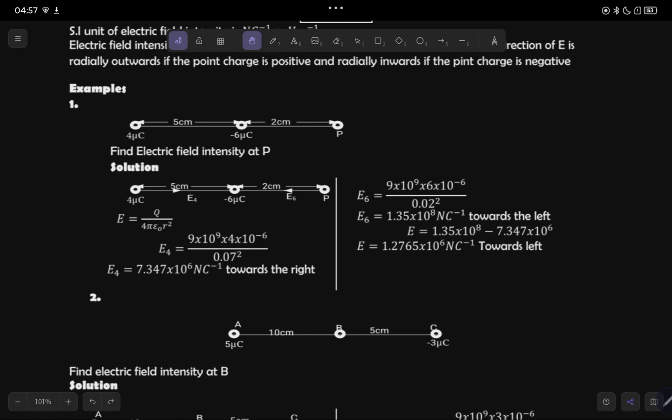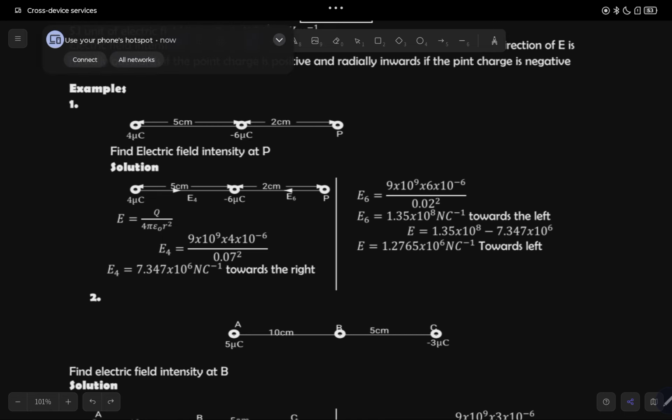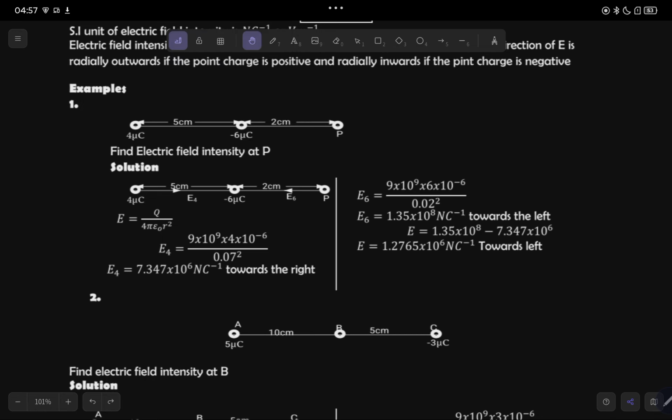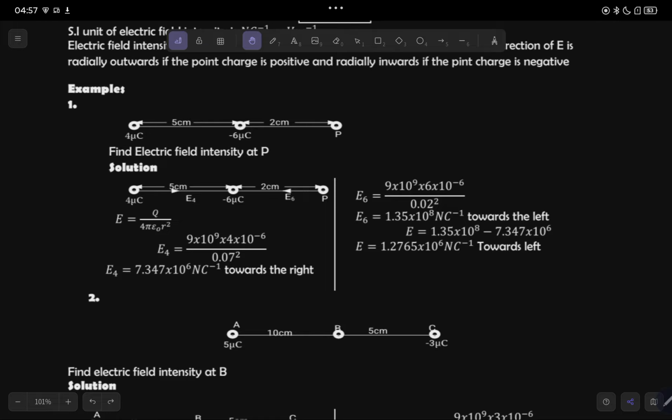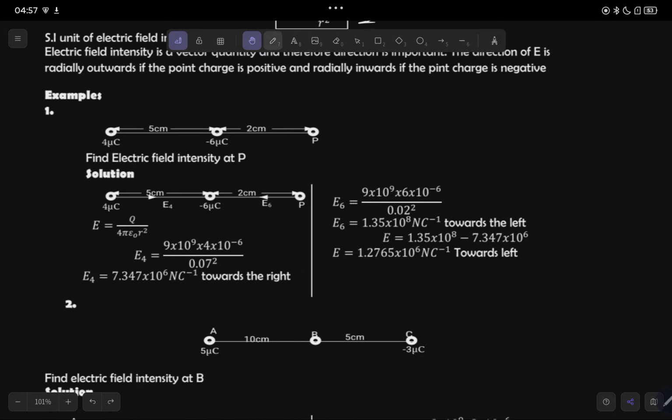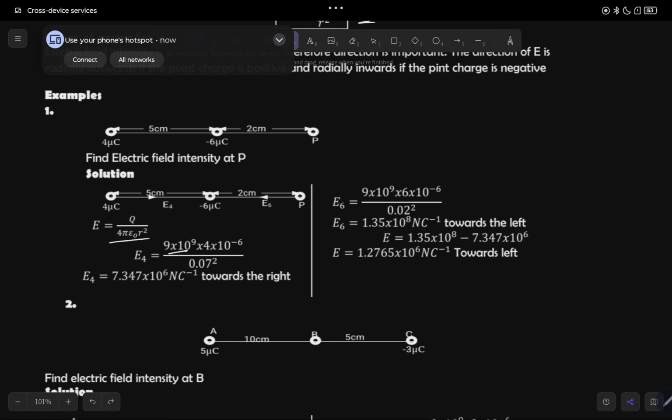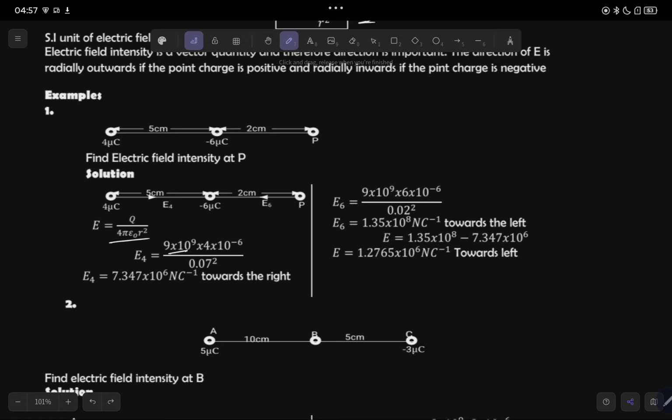We shall begin by working out the magnitude of the electric field intensity at P due to, let's say, the 4 microcoulomb charge. So E is given by 1 over 4 pi epsilon naught Q over r squared. 1 over 4 pi epsilon naught is 9 times 10 power 9. The charge in question here is 4 times 10 power negative 6. Still here we don't consider the sign of the charge. The sign of the charge only gives us the direction of the electric field intensity.